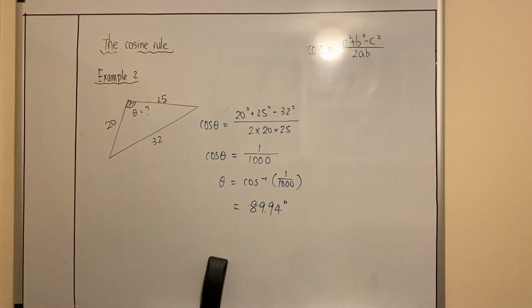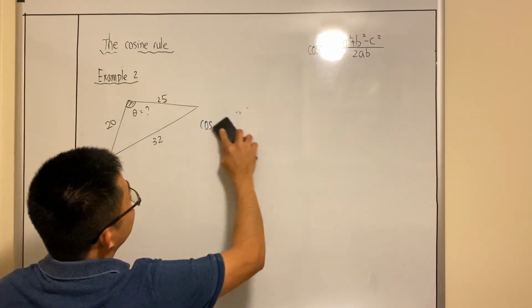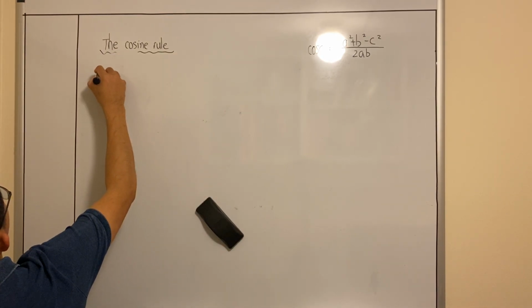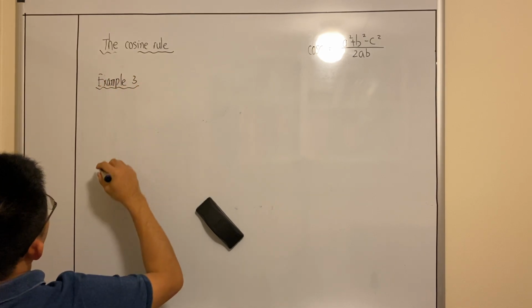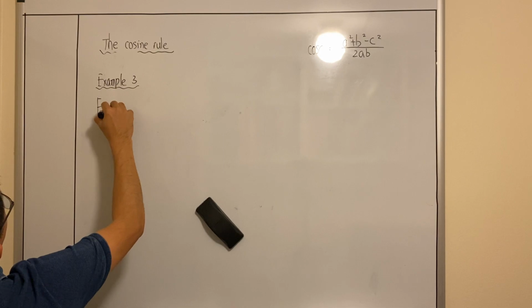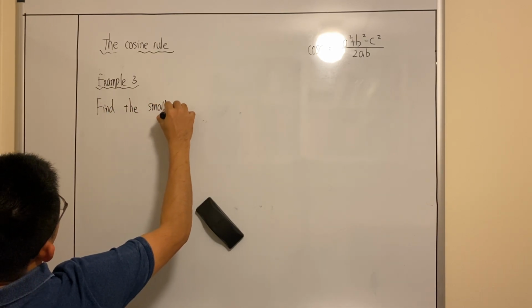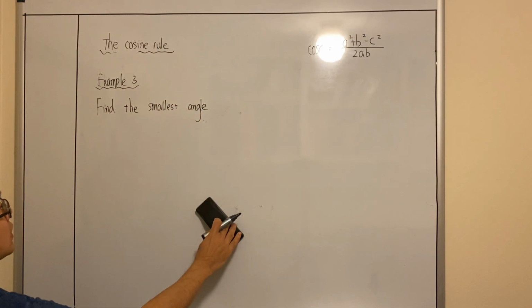All right, that question still looks really easy. Very, very simple. As long as you remember the formula, you should be able to do the question quite easily. All right, we're going to do one more. Let's do example 3. This time the question says, find the smallest angle, or calculate the size of the smallest angle.